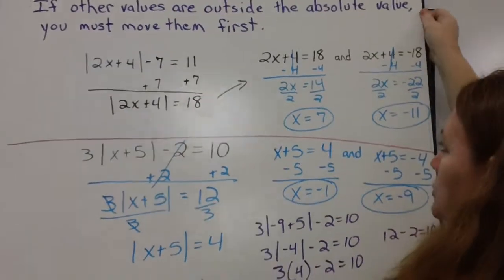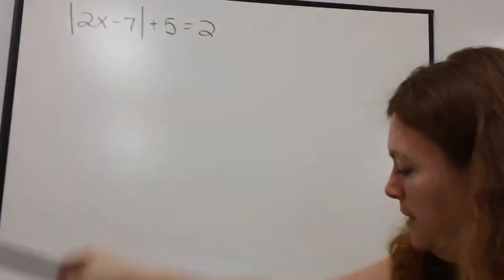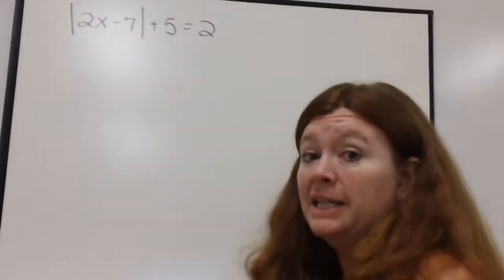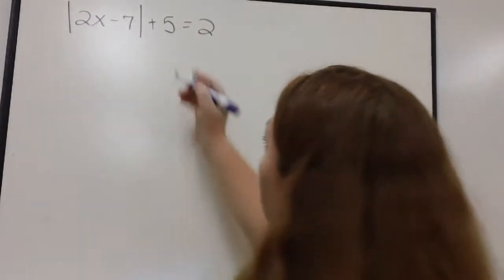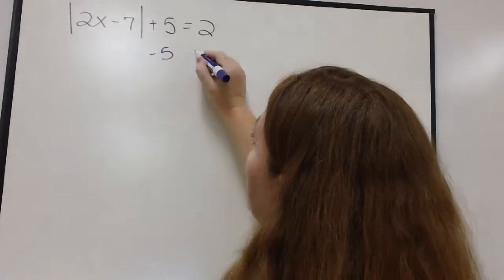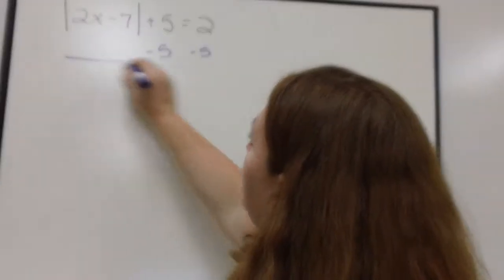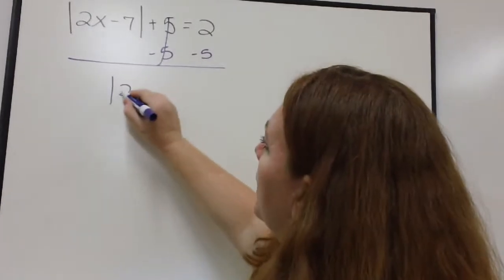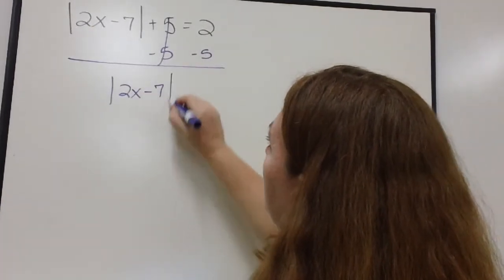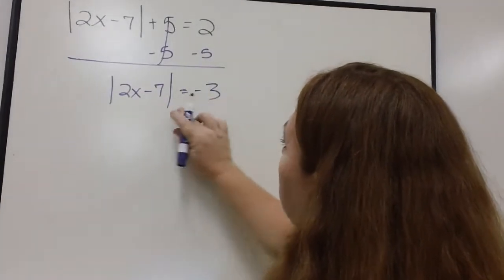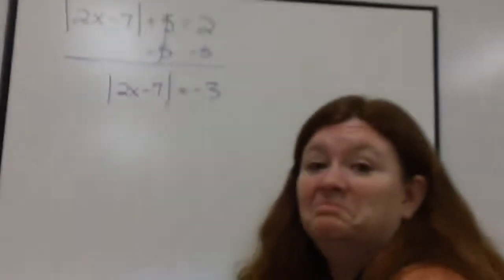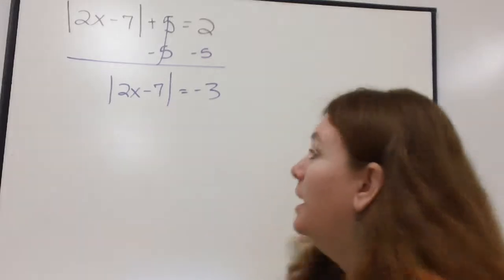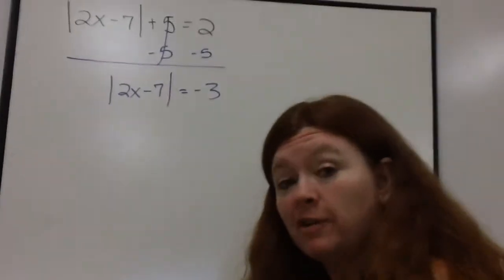All right, let's try one more thing. Same thing. I need to subtract the 5 from both sides. Anything that is outside the absolute value needs to get moved. That cancels, and I have the absolute value of 2x minus 7 equals negative 3. I'm done. I don't need to set up my two equations. I don't need to go any further.